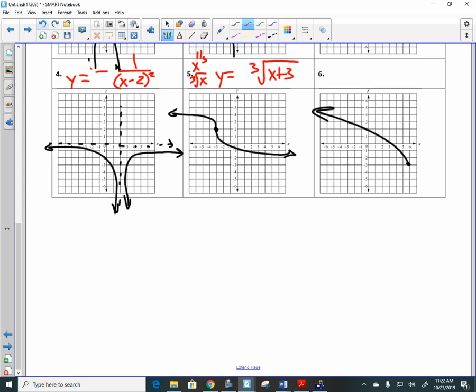We already did that. We got cubed root of x plus 3. What else do I got? Anything else? It is a vertical flip. You try the last one on your own. This one's challenging. Give it some thought.